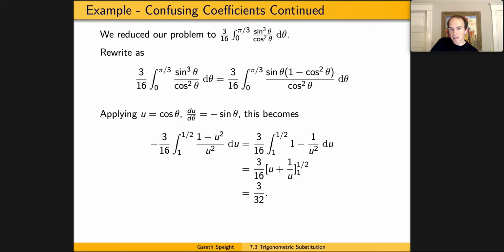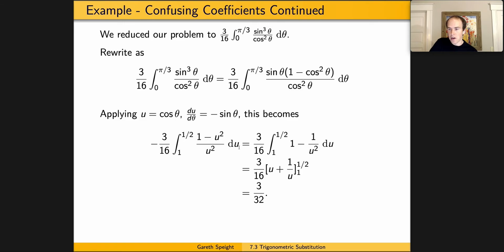So we are going to get minus 3 divided by 16. Then we have the limits, so we have to find the new limits. When theta is 0, u becomes 1. And when theta is pi over 3, u becomes cosine of pi over 3, which is a half. And then on the inside, we already used the sine theta d theta to become minus du. Everywhere we have a cosine, that's going to be replaced by u. So we have 1 minus u squared divided by u squared du. So all we did was apply the substitution u equals cosine theta.